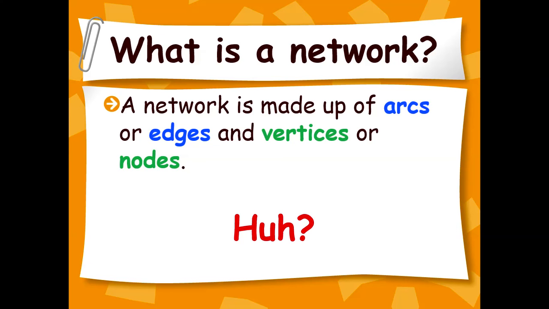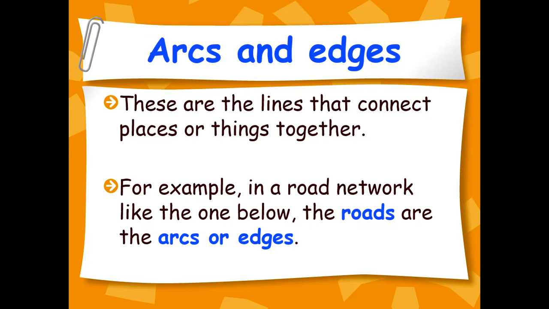Now, what does that actually mean? Well, let's have a look. We'll start with looking at what arcs and edges are. Arcs and edges are the lines that connect places or things together. Like my driveway, that would be a line. It's connecting my house to the road, or the road itself is connecting different roads together.